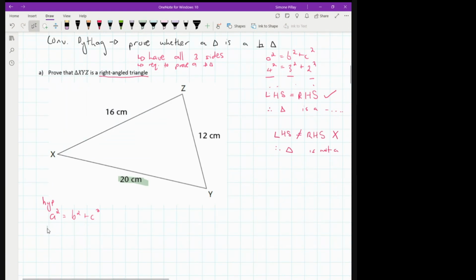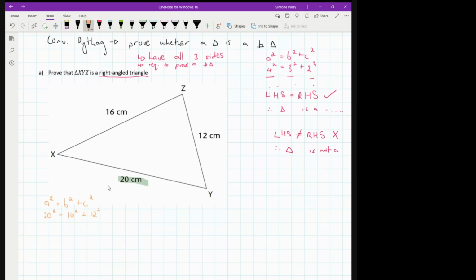I'm going to substitute in here. Can I please write in a different color? I'm so sick of seeing this pink. Let's try that again. So this will be a squared is equal to b squared plus c squared. And I'm going to substitute in 20 squared here. And then for my other two sides, it does not really matter which side I put in first. 16 squared plus 12 squared.